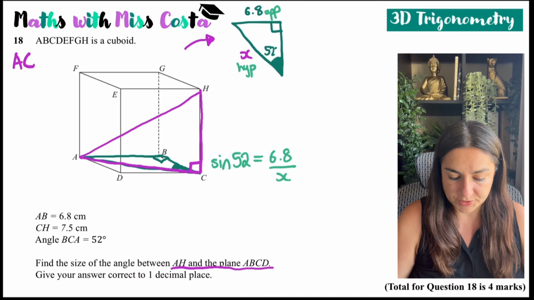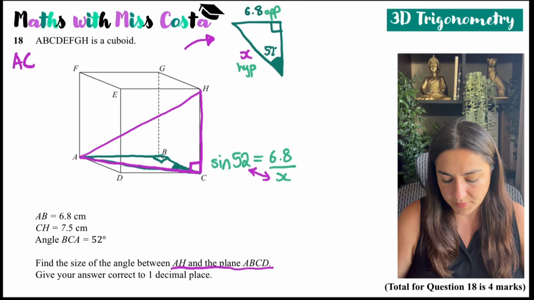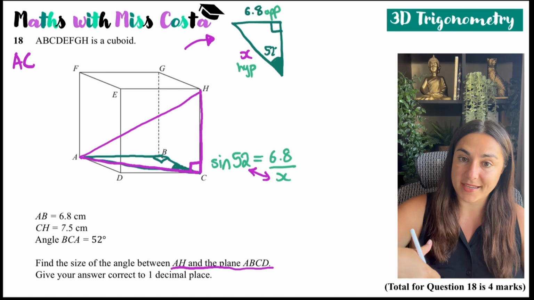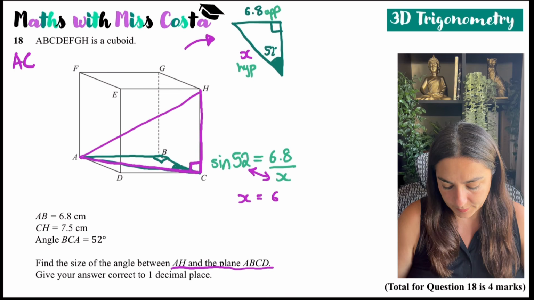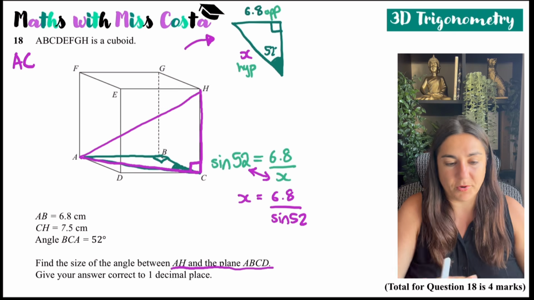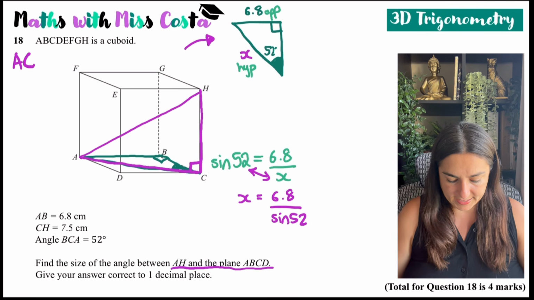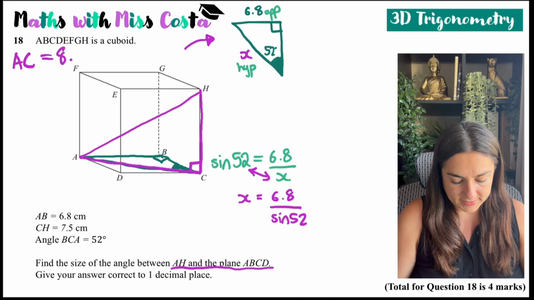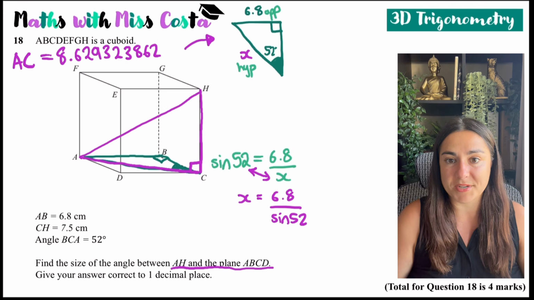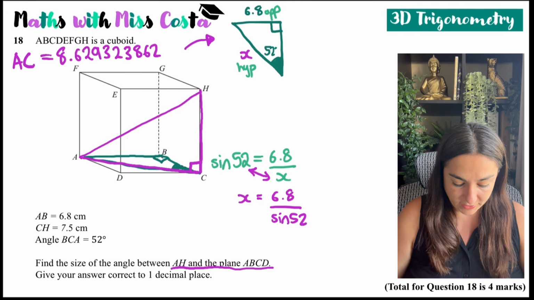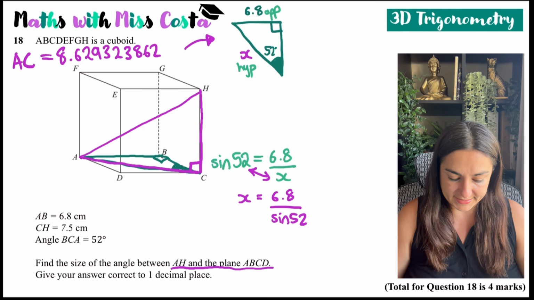Now all I need to do is a simple rearranging. Remember, when x is your denominator, all you need to do to make x the subject is switch whatever's on this side with x. So 6.8 divided by sine 52 gives you the value of x, which is the hypotenuse. 6.8 divided by sine 52 is 8.629323862. Remember, don't do any rounding until the very end. So I know that AC is 8.62932.